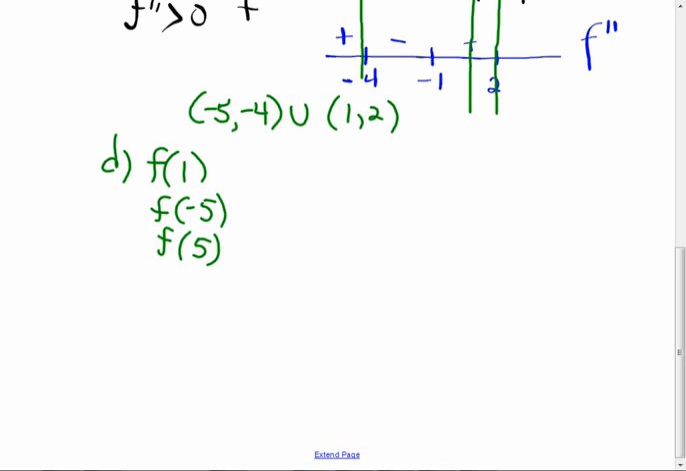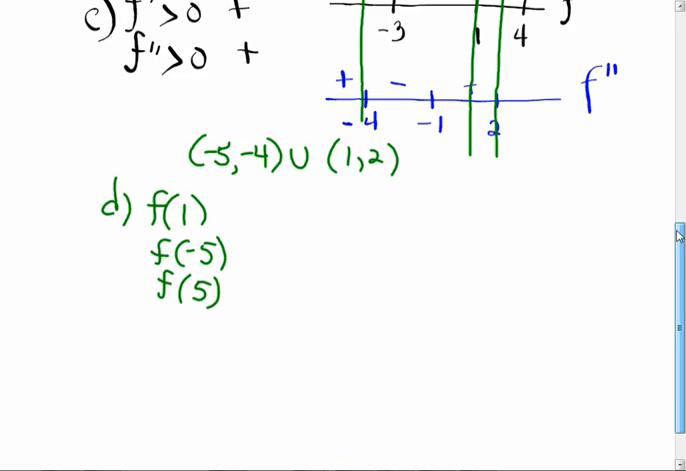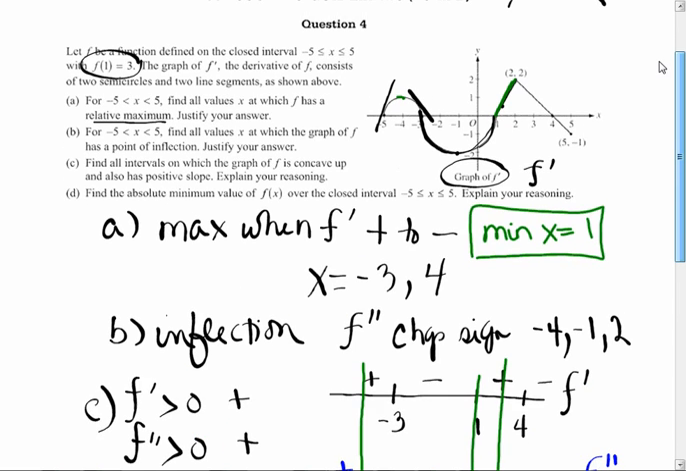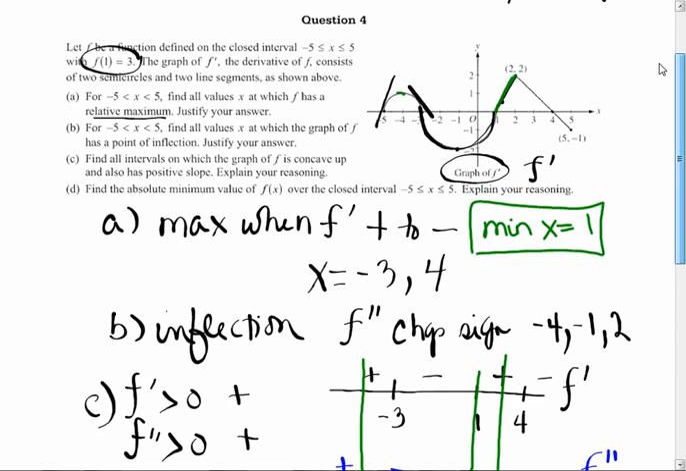And you're going to say, how do I do that? How do you find f of 1? They gave us a nice pretty picture. What is f of 1? Oh, it's 3. They told me that. It's 3.